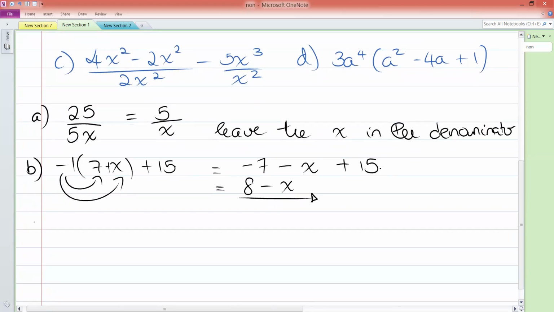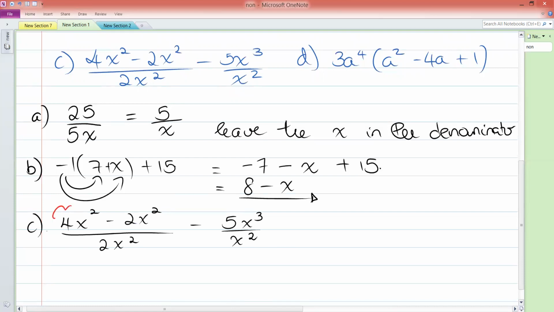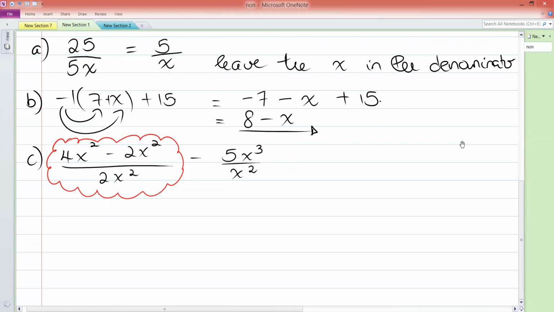Now let's look at C. How are we going to tackle these types of questions? Okay, 2 ways to tackle this one. Any ideas? What should we do? Okay, so let's take this first term here. You can do it 2 ways. Let's say I didn't realize that I have like terms in the numerator. If you didn't realize it, that's okay. We can still work this out.